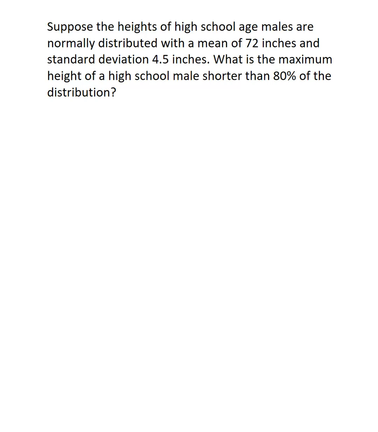We're sticking to the high school male example, but we're changing it. Suppose the heights of high school age males are normally distributed with a mean of 72 and standard deviation 4.5. What is the maximum height of a high school male shorter than 80% of the distribution? Okay, so they're asking what is the maximum height. So maximum height means I have to give it in terms of inches, right? I can't give a z-score, I can't give a probability. They're not asking for that, but they've indirectly given us the probability.